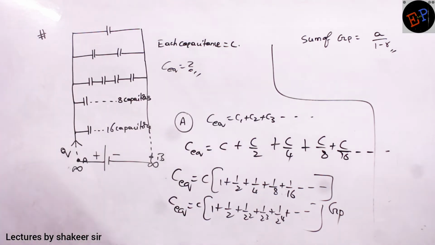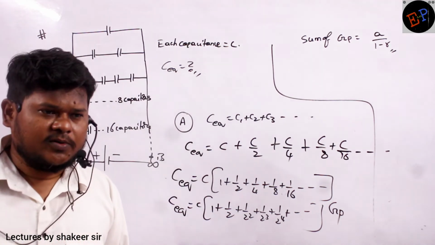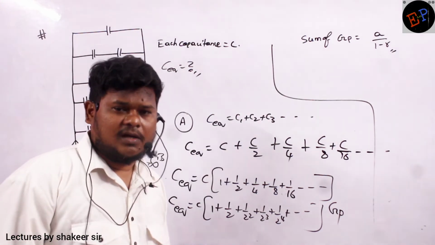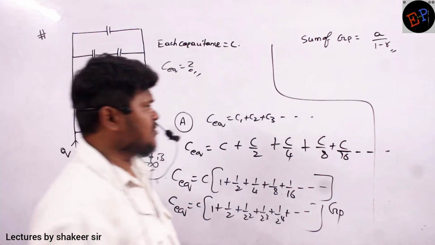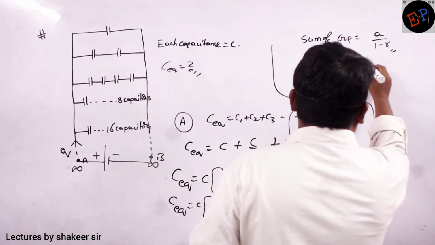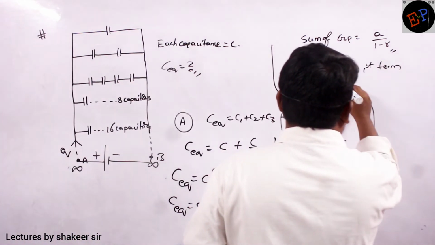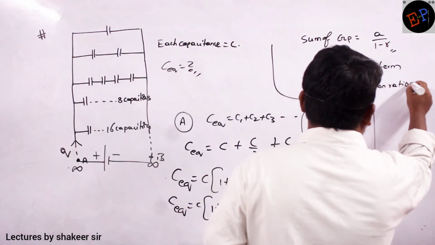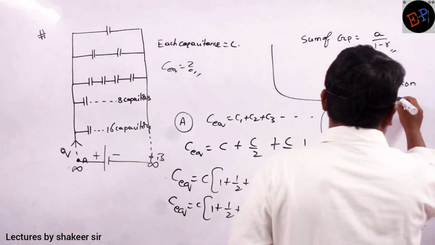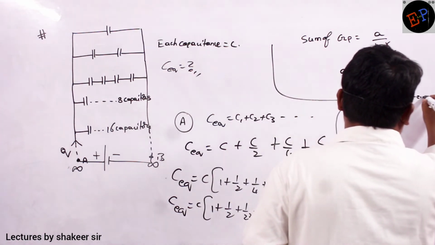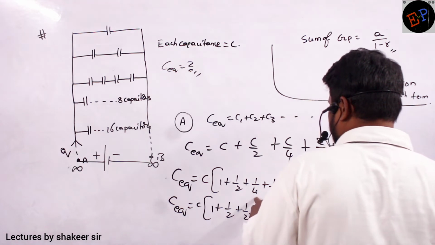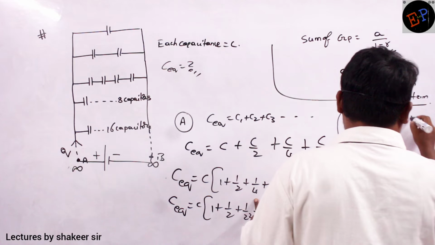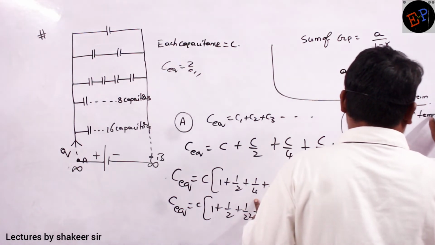You should have studied geometric progression, no? In geometric progression, how to add the sum of all the terms, that is the formula. A by 1 minus r. What is meant by A here? A is called the first term. R is called the common ratio. Common ratio is called what? The ratio of the n plus 1th term divided by the nth term.